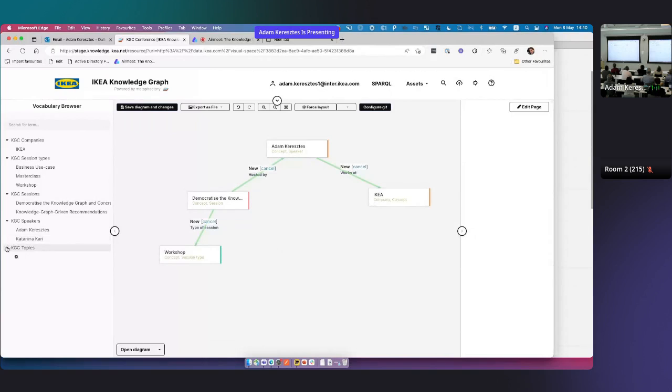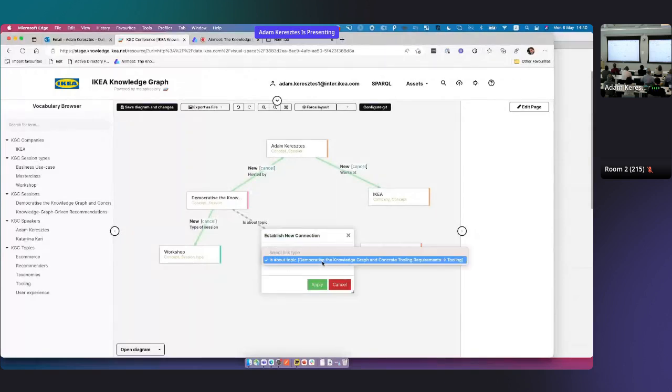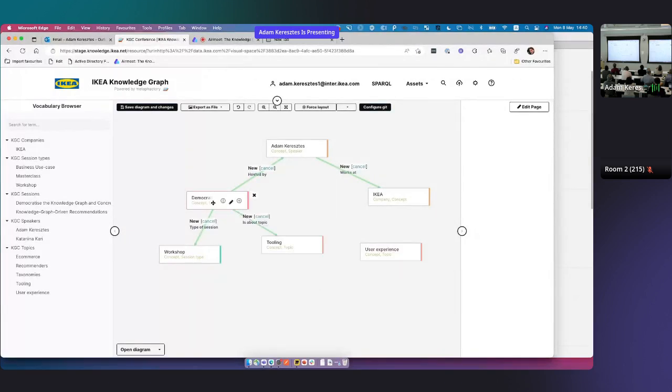Let's actually put some topics in here. What am I talking about? Well, I'm talking about tooling, and I'm talking about user experience, right? So the session is about these two things. So here is topic, and I add that to user experience. And already here you can see, what if I wanted to add both at the same time? So there's space for improvement. But now essentially I have everything connected.